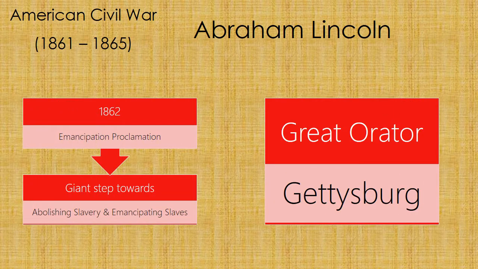Next, let's see about Abraham Lincoln. President Abraham Lincoln played the most crucial role during the war. He guided the Union during the war and succeeded in preserving its unity. In 1862, he issued an Emancipation Proclamation. This was a giant step towards abolishing slavery and emancipating the slaves. After the war, the slaves were granted citizenship and voting rights.